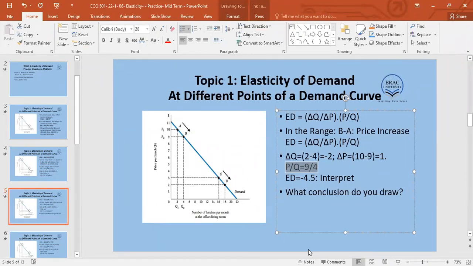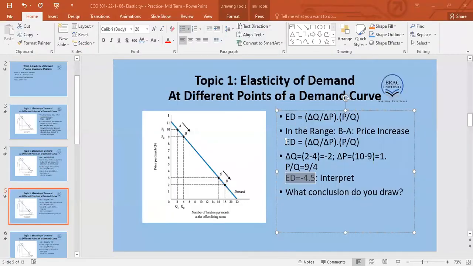Okay, good. So if we simplify this, then the elasticity of demand will be minus 4.5. What signal does this send us? If price increases by one unit, demand falls by 4.5 units. There will be a serious loss in revenue, right? Price increases by 1 unit, 9 to 10.